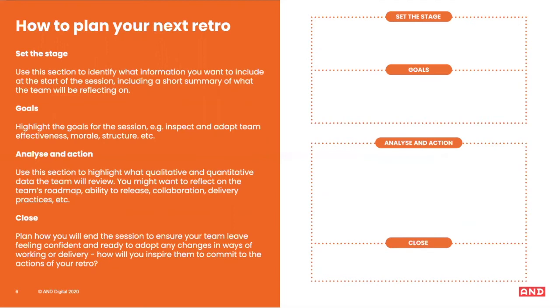So again, a moment for setting the stage at the beginning, a goals section so that you can highlight exactly what you're trying to achieve in that session for the team. Analyze and action would be the section where you flesh out your main format or structure or the main activities where you describe those. And then close, in case you want to end with a particular quote or a particular question, or if you want to wrap up in a particular way, then you could add notes to that there as well.